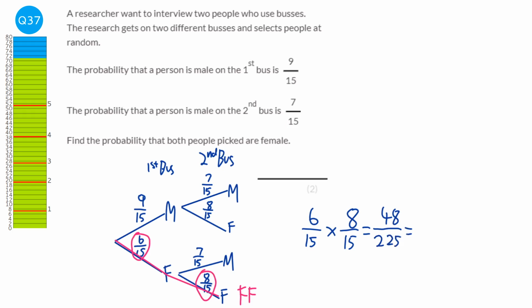Now you can actually cancel that down. So what you can do is divide top and bottom by 4. Is it 4? No. You can divide top and bottom by 3. And that would be 16/75. So either 48/225 or 16/75.